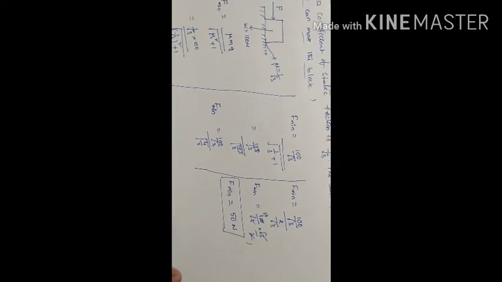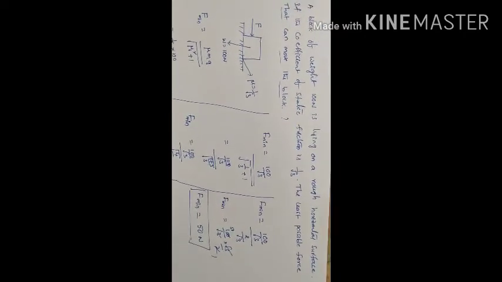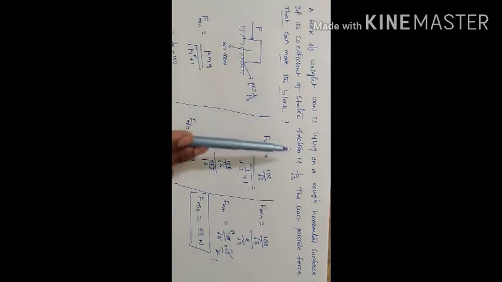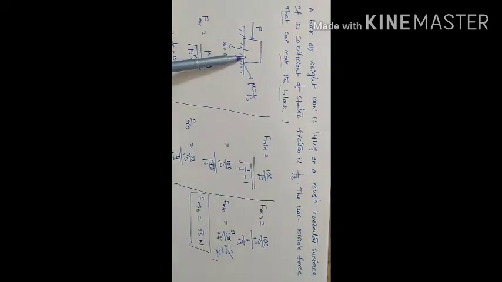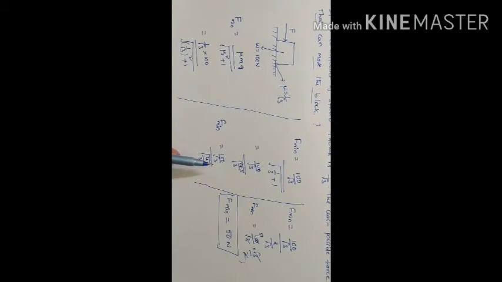What did they ask here? A block of weight 100 newtons is lying on a rough horizontal surface. The coefficient of static friction they gave is 1 by root 3. How much least force is required to move the object? That is 50 newtons. So this is the solution for that question.